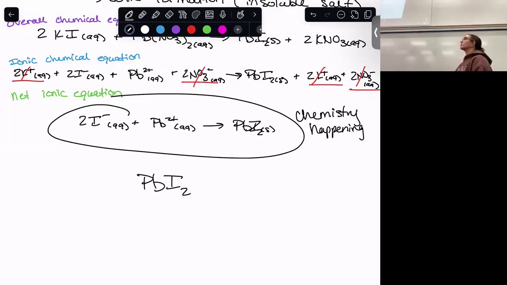So as long as your overall chemical equation is balanced before you begin, then your net ionic equation will also be balanced. Right, and we can see that too. You have 2 iodine ions on your left, 2 in the solid compound, 1 lead, and then 1 in the solid compound.